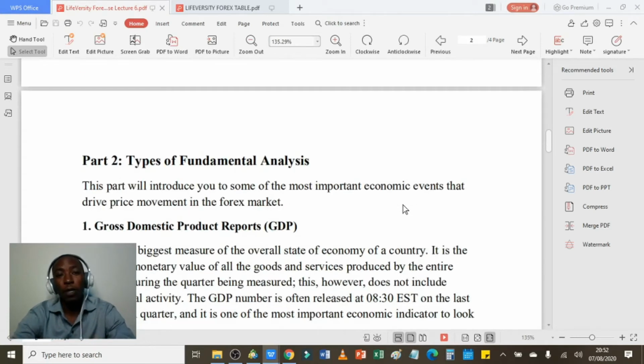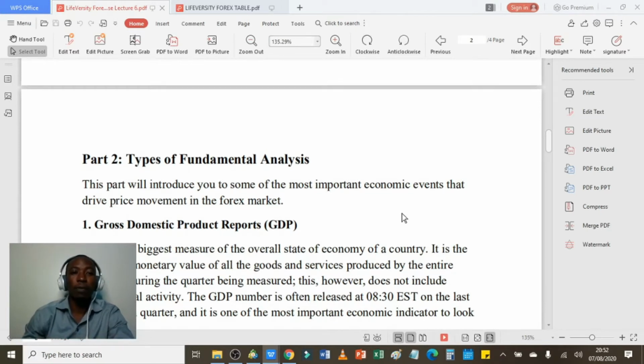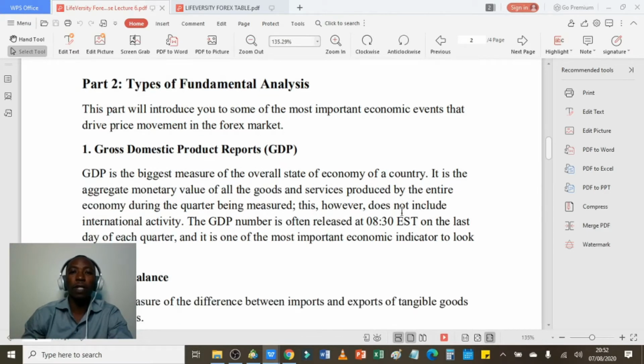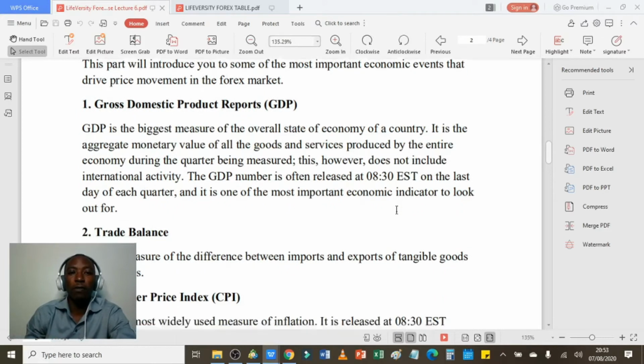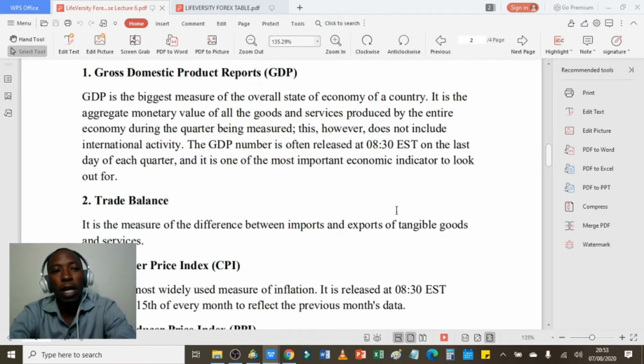That is part 1. Part 2, let us just look at the types of fundamental analysis. This part will introduce you to some of the most important economic events that drive price movement in the forex market. As you can see in the screen, the first most important piece of fundamental news is the gross domestic product, or GDP. GDP is the biggest measure of the overall state of economy of a country. It is the aggregate monetary value of all the goods and services produced by the entire economy during the quarter being measured. This, however, does not include international activity.